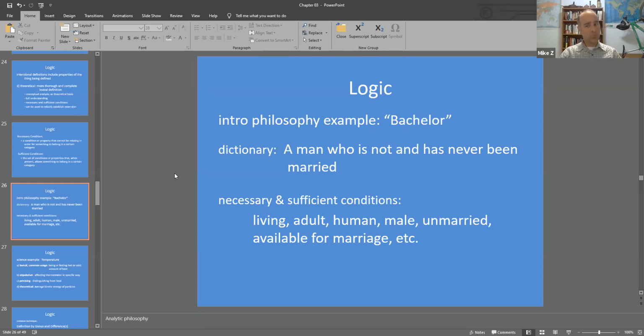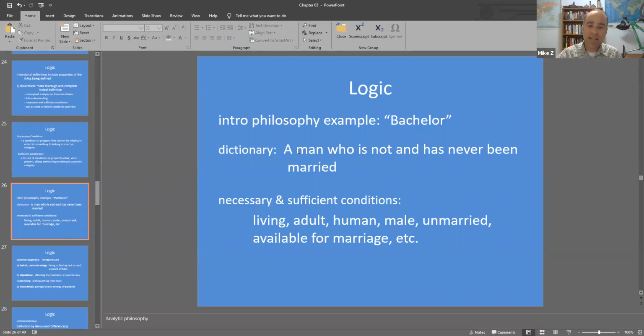But it doesn't really give us the full set of necessary and sufficient conditions. It sort of hints at them, right? You've got to be unmarried, right? You've got to be a man. But it doesn't really give us the full understanding or the full ability to accurately sort everything in the world into the things that are bachelors and the things that are non-bachelors. So for example, it doesn't say that one of the necessary conditions is that you be alive. If you're dead, you can't be a bachelor. That's not what bachelors are. They're not dead people. They have to be alive.